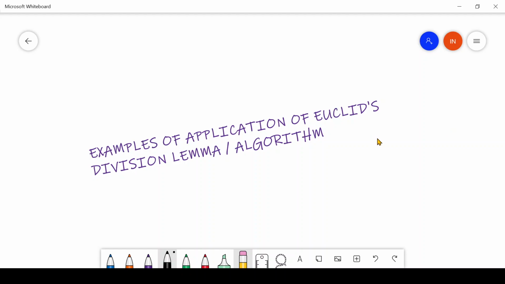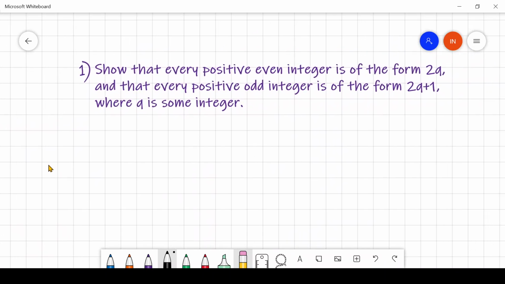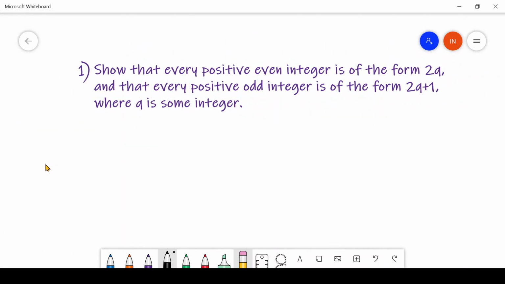In this session, I will be explaining some applications of Euclid's division lemma or algorithm. So I have taken some questions from your textbook to prove it. Show that every positive even integer is of the form 2q and that every positive odd integer is of the form 2q plus 1, where q is some integer. This is the first example.